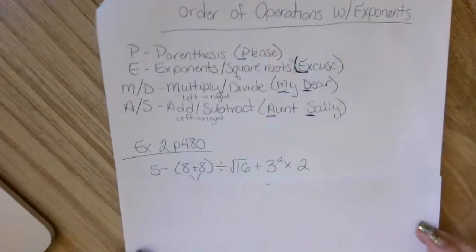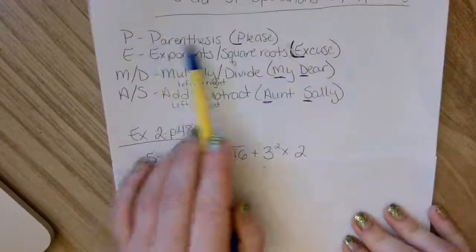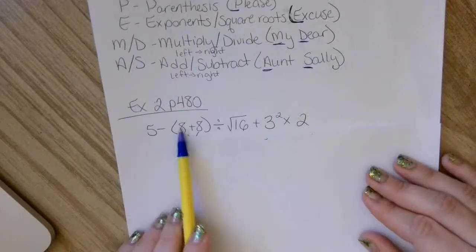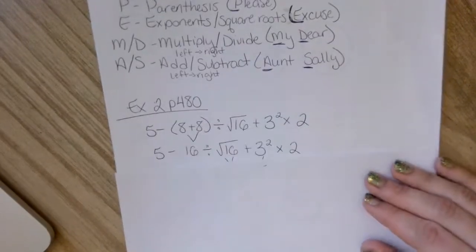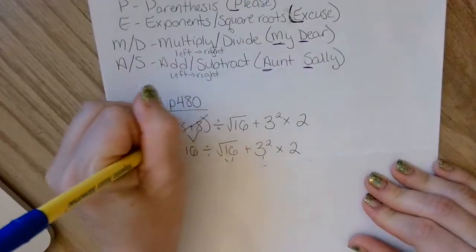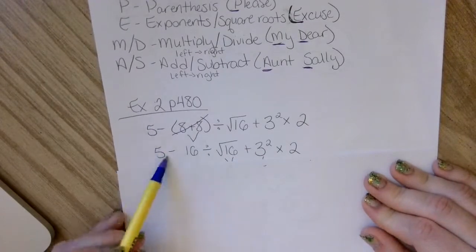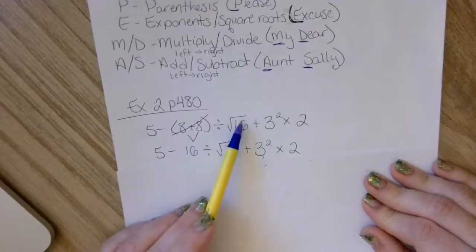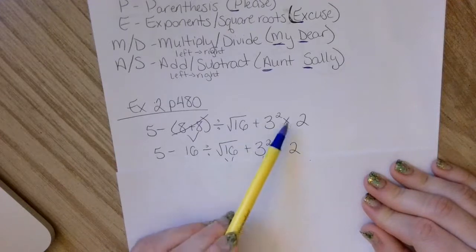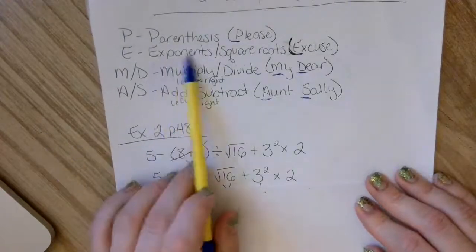So right here, if I have this problem, okay, my first rule tells me that I need to look for parentheses first. So I'm going to do my parentheses first. So 8 plus 8 gives me 16. So then 16 takes the place of that 8 plus 8. So I'm going to go ahead and cross out that 8 plus 8, and everything else gets copied down. So the 5, the minus, the division, square root 16, the plus sign, 3 to the 2nd power, multiplication, and then the 2. So then now, rule 2 tells me to look for exponents and square roots.